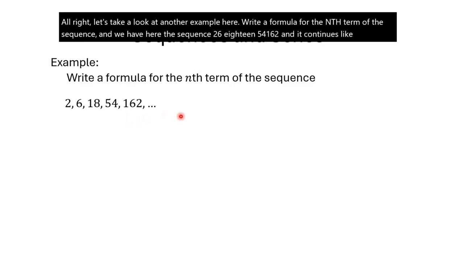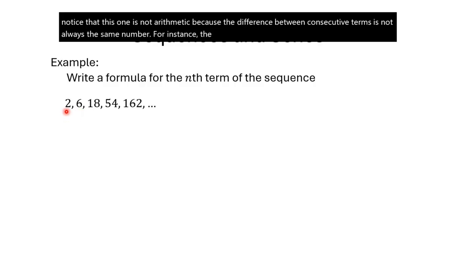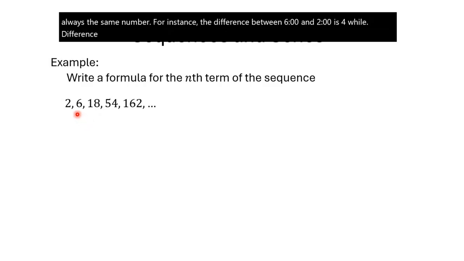You'll notice that this one is not arithmetic because the difference between consecutive terms is not always the same number. For instance, the difference between 6 and 2 is 4, while the difference between 18 and 6 is 12. So this is not an arithmetic sequence.